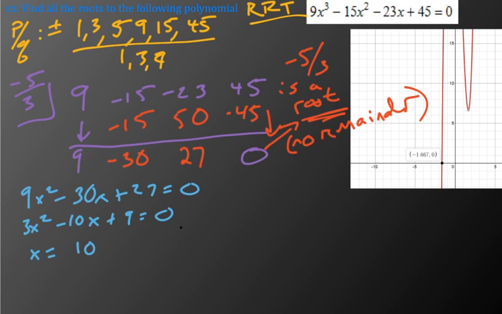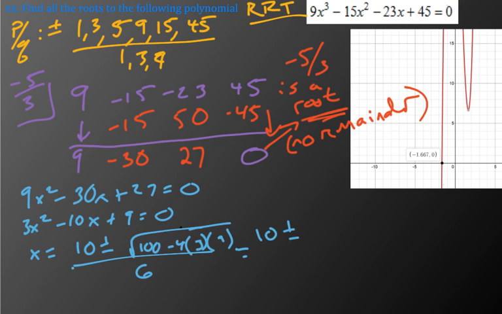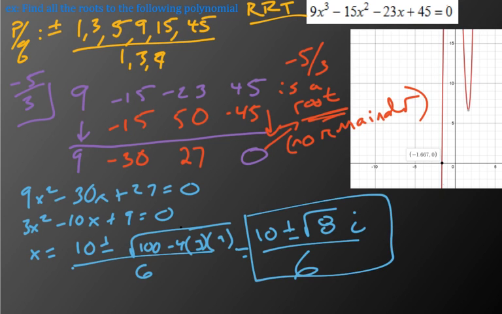If you do that, you're going to get 10 plus or minus square root of 100 minus 4ac, all over 2a. And if you simplify that down, you're going to get 8 and an i because it's really negative 8 in here. And so all that's over 6 still. So these two and then this, right, are the 3 roots to this cubic.